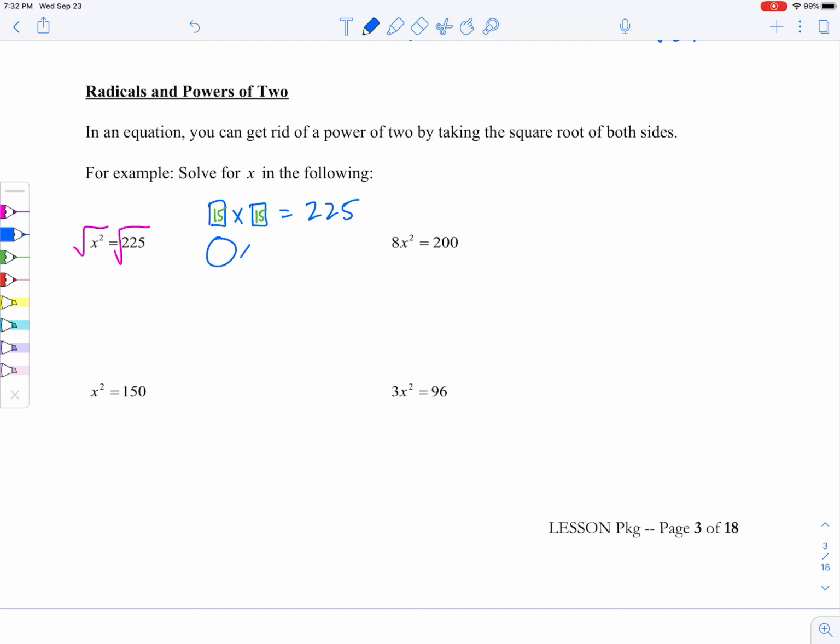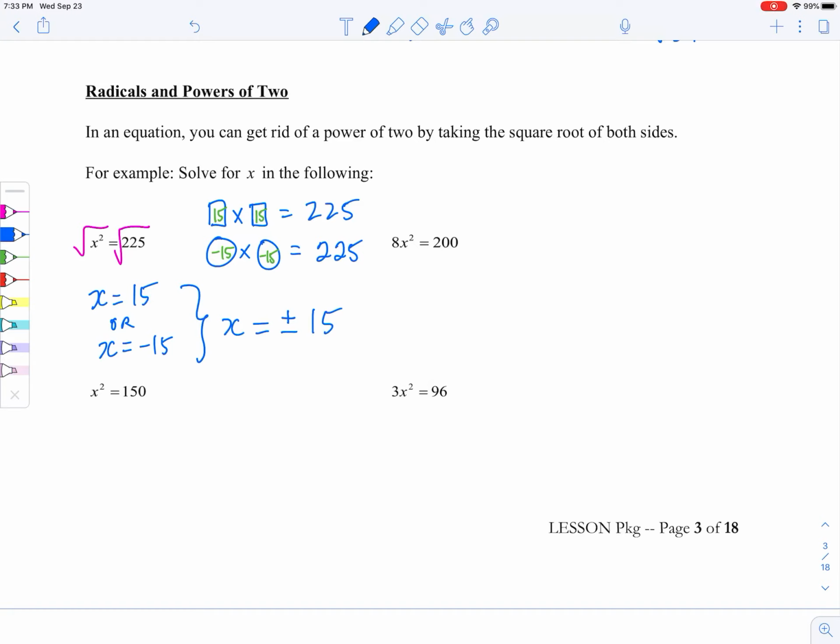If we were in class, I'd make us sit and wait, and someone would eventually figure out that the other possibility is minus 15 times minus 15. So when we square root solving for x squared, we're going to end up with two answers. x equals 15, or x equals minus 15. And there's a fancy pants way of writing that. We can write it as x equals plus or minus. That's a new symbol, so plus or minus 15.